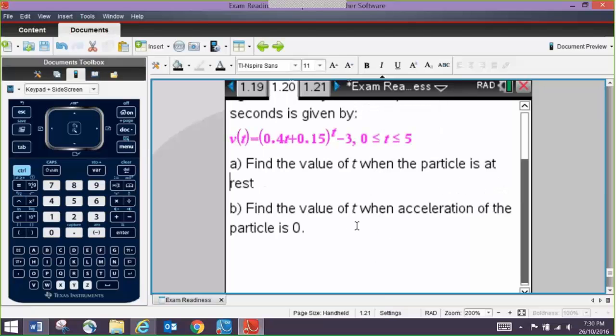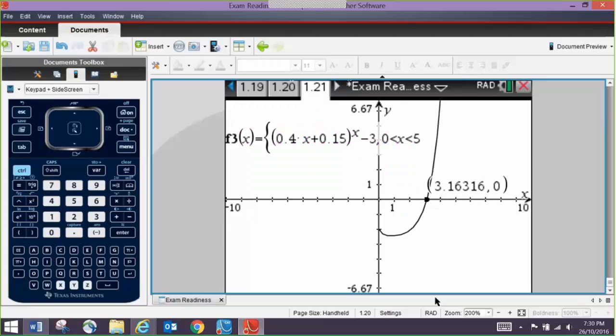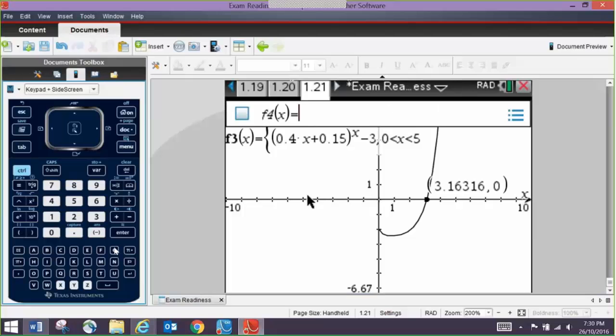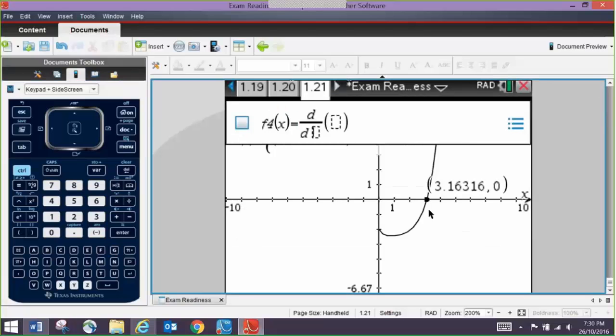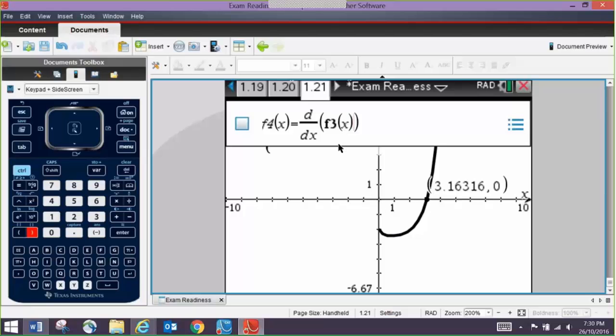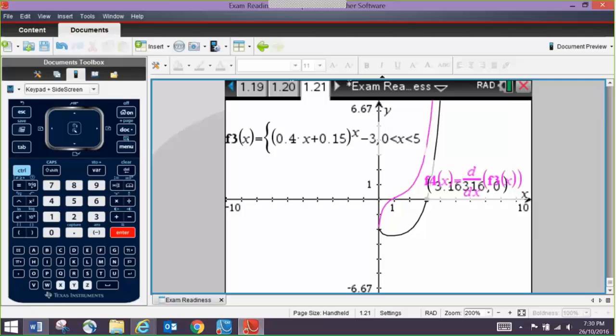The other part of the question was to find when the acceleration of the particle is 0. So one of the neat things that all the Nspires do is that they're able to graph derivative functions for us, even if we don't know what that derivative is. So we can enter using what I like to call my favourite things menu, the derivative function for x, and just keeping a note of what the previous function was. For me it was f3 of x, and we can graph that there.